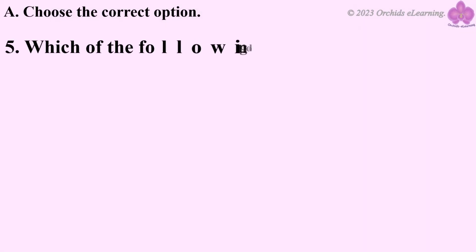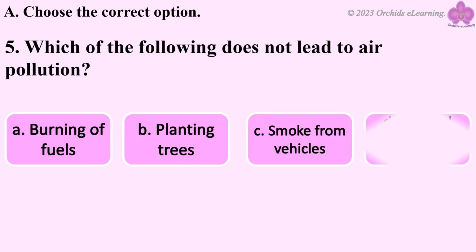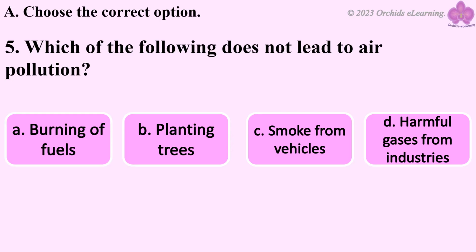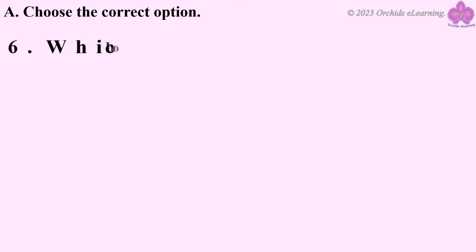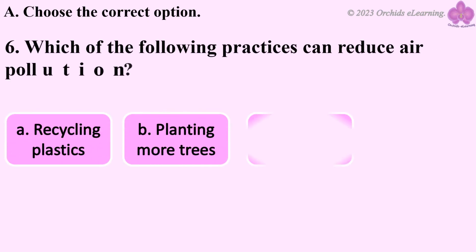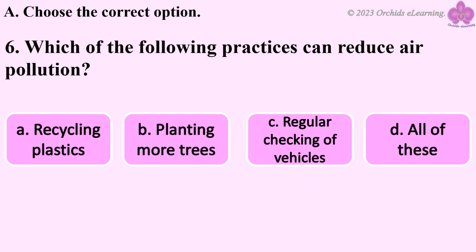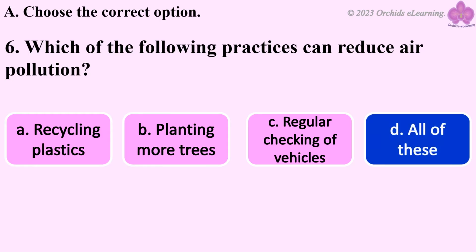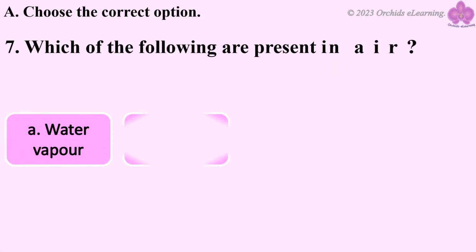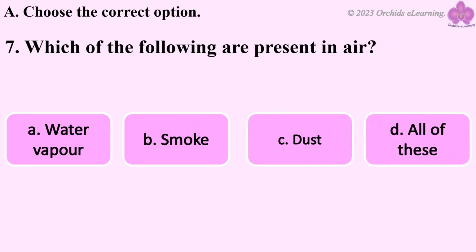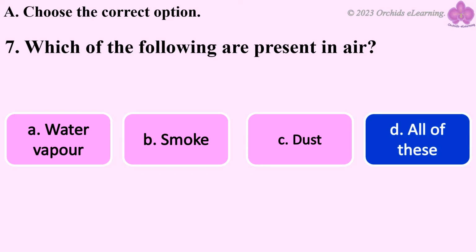Which of the following does not lead to air pollution? B. Planting trees. Which of the following practices can reduce air pollution? D. All of these. Which of the following are present in air? D. All of these.